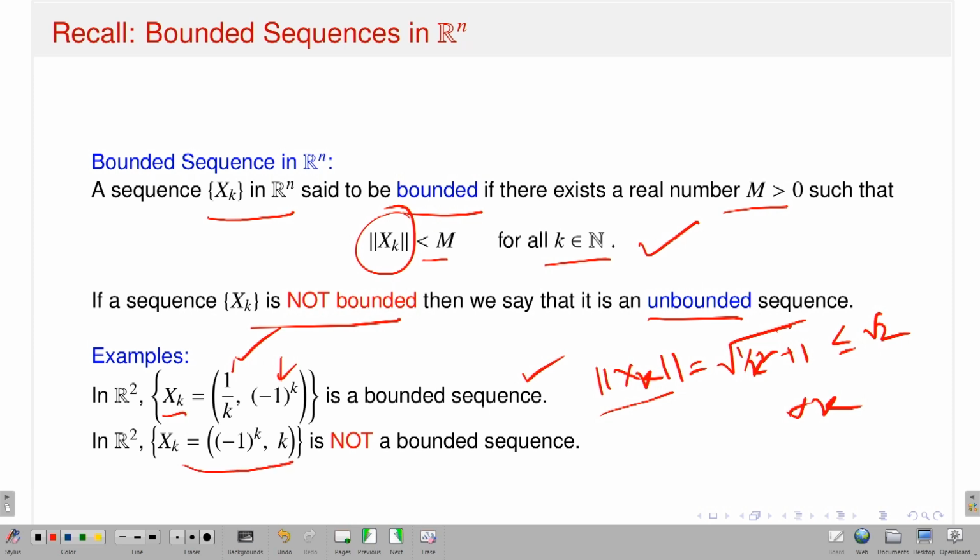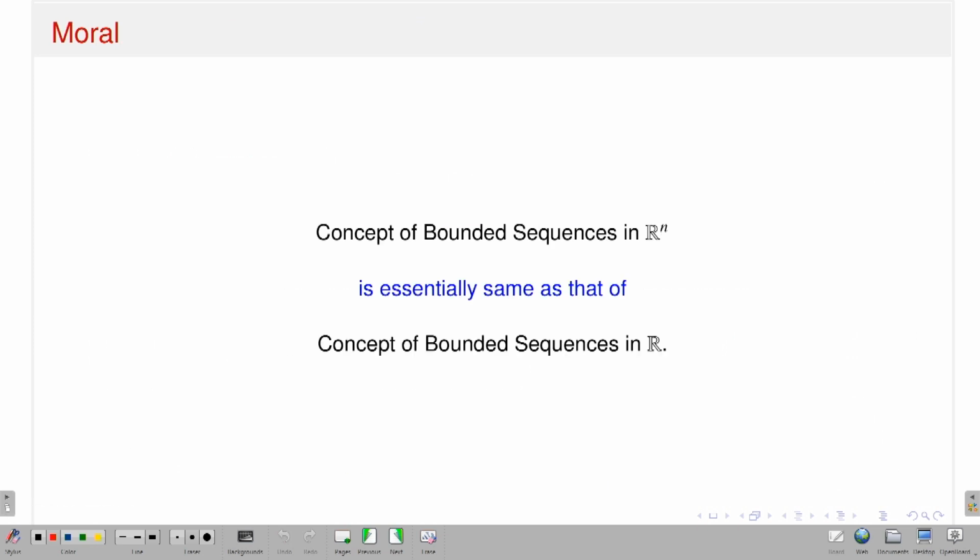Similarly, here it is not a bounded sequence. Why? Of course, one argument is that its component sequence is unbounded. Another is that if I take the norm of xk, what is this? This is the square root of 1 plus k square. Now, this k is an increasing sequence. We cannot have a fixed number m such that this is less than m for all k, and therefore it is unbounded. It is not a bounded sequence.